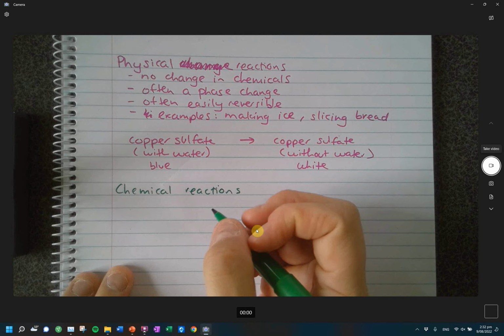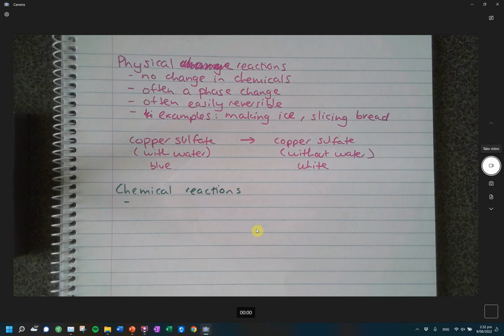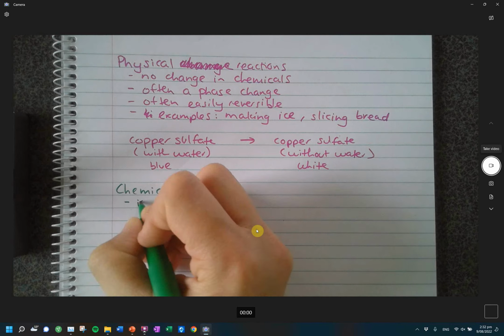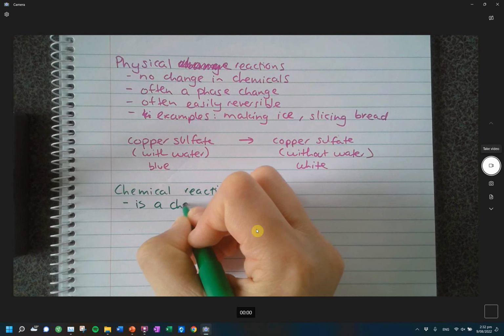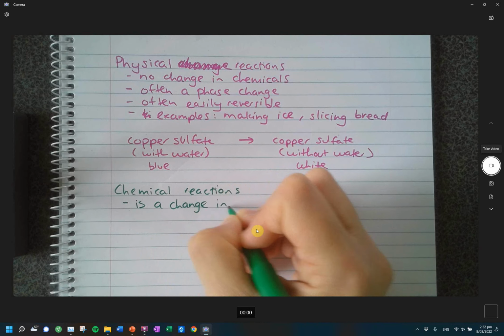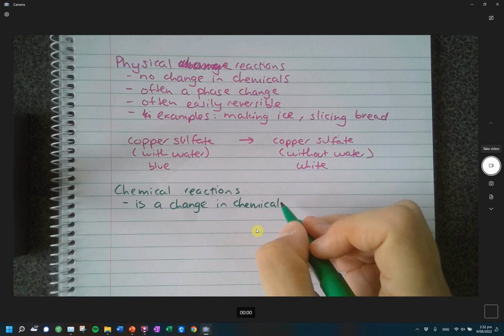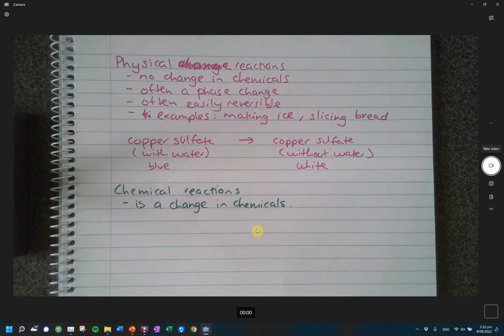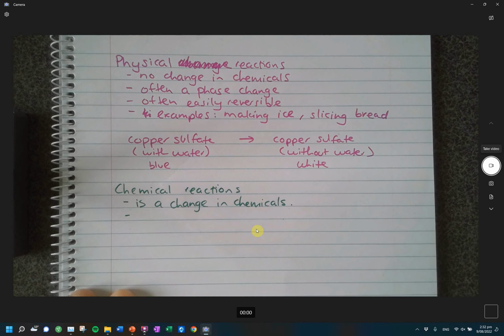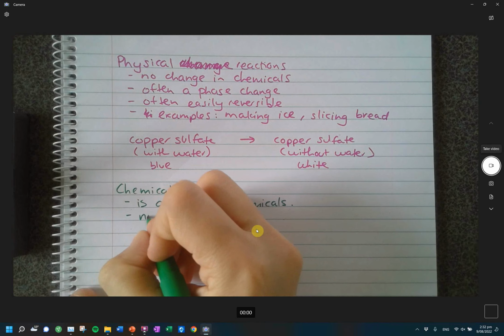In this case, for a chemical reaction, there is a change in chemicals. This one tends to not be easily reversible, or I should say not as easily reversible.